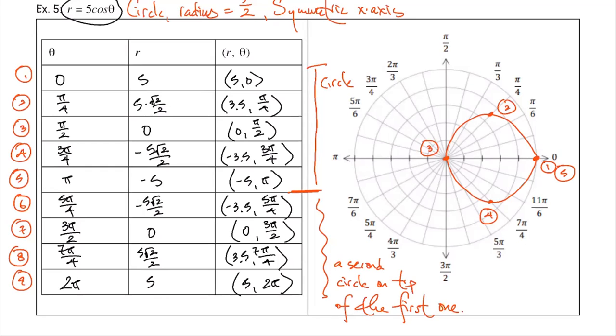Okay, so your question, why is point 5 where point 1 is? Because when we're looking for -5 comma pi, I go to pi, but then I go 5 in the direction away from pi, which gets us back to the point where 1 is. Okay.